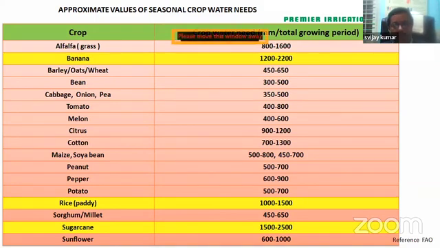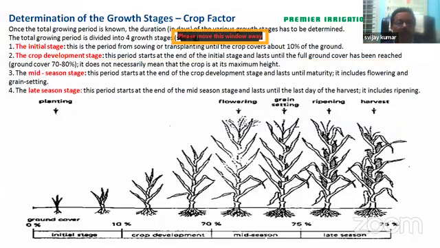Paddy also 1000 to 1500, and sugarcane between 1500 to 2500. These are all average values that have been taken. You could have values which are lower or even higher, but this is a good reference that has been given by the FAO. Now, crop factor, how are you going to determine the crop factor? Because this is a very important thing.